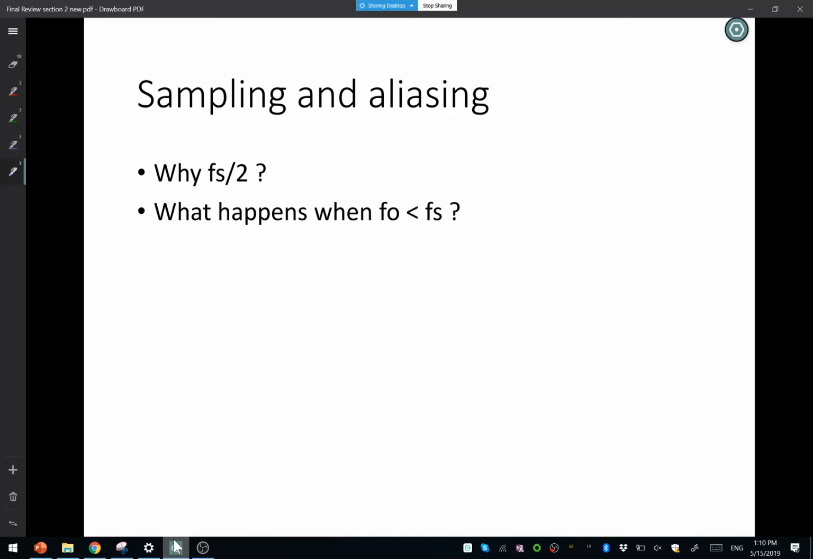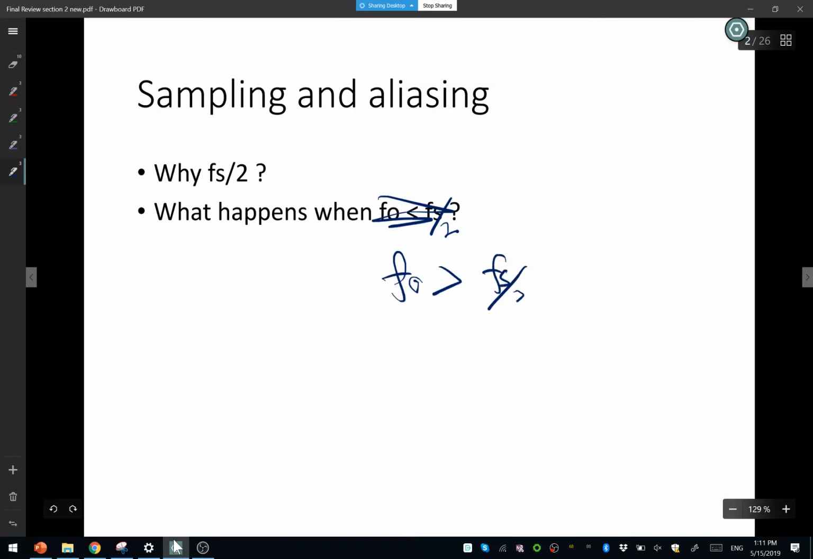Another very important thing is what happens if the signal frequency is higher than half of the sampling frequency. Sorry, this should be half the sampling frequency. So what if the signal frequency is higher than half of the sampling frequency? You can sample it and recover a continuous signal, but the thing you recovered is not the original signal. We can calculate what you are going to get.